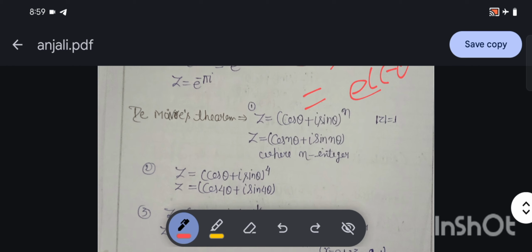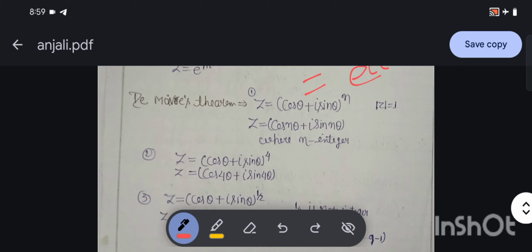The next is de Moivre theorem. What is the de Moivre theorem? So z is a complex number. Z is equal to cos theta plus iota sine theta whole to the power n, and z is equal to cos n theta plus iota sine n theta, where n is an integer. Is it clear? This is known as de Moivre theorem. With the help of de Moivre theorem, we can solve any complex equation.